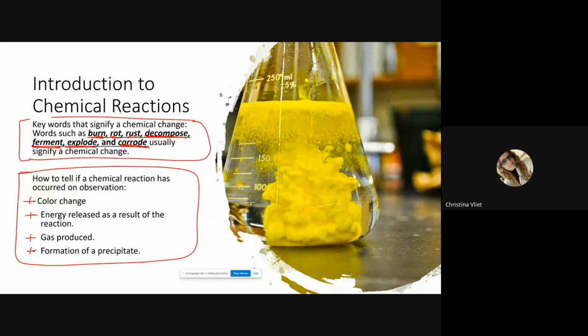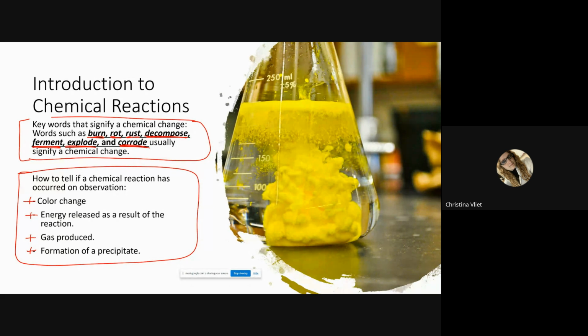If energy is released, meaning your mixture gets hot, or it gets cold, if energy goes in, actually, this can be a result of a chemical reaction. That's what AICE is going to learn about today. They're learning about energy.